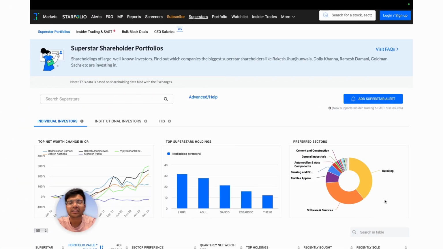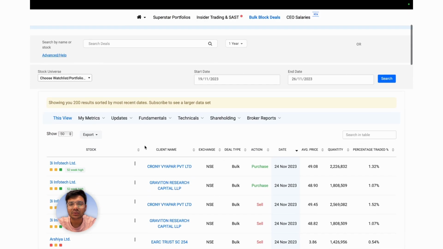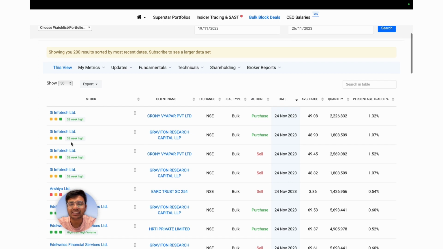Now you might ask me, how will I find all the block deals which happened yesterday? Is it available somewhere? Yes, you can find it directly. Just go on the top, click on superstars and click on bulk block deals. As soon as you click there and go down, you can find that these companies have been bought by these institutional investors. Whether it has been purchased or sold, what is the date, what is the average price, and what is the average quantity.